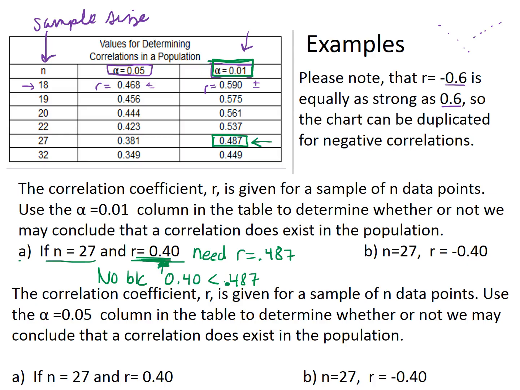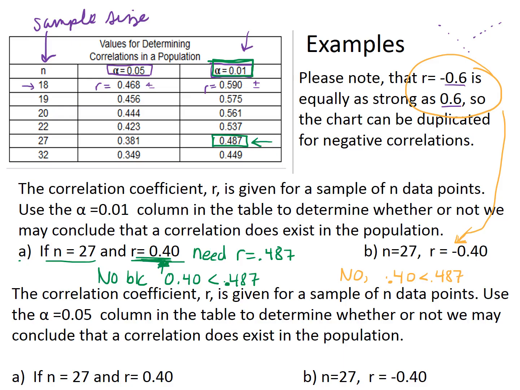And part B says N equals 27, R equals negative 0.40, and this is also no, for the same reason. It doesn't matter if it's positive or negative, right? 0.40 is less than 0.487. It's the same strength, and it's not big enough.